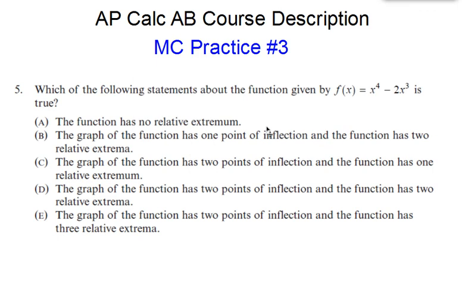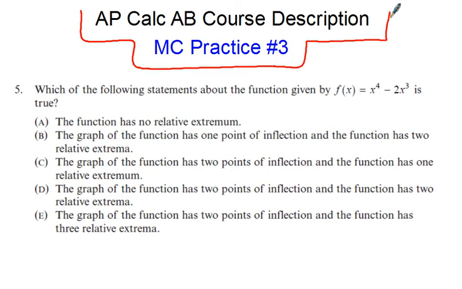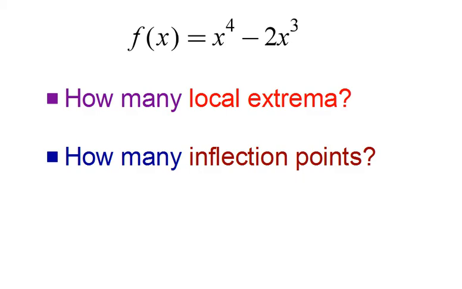Hi there. In this video, we'll look at multiple choice problem 3 from the AP course description. In this problem, we're presented with a formula for a function, and we are asked to find which of the following statements is true. This is a pretty text-heavy problem, so let me see if I can make it less texty. What they're really asking is for us to count how many local extrema the function has and how many inflection points the function has.